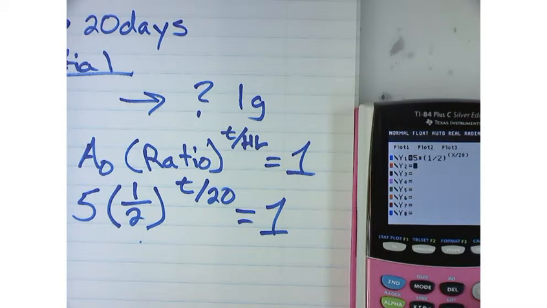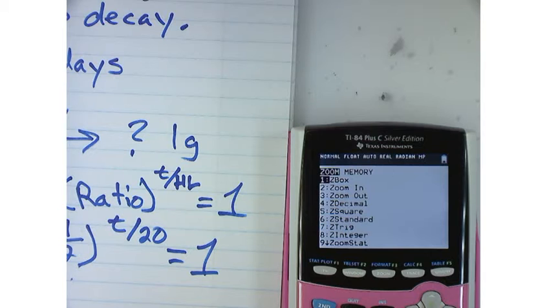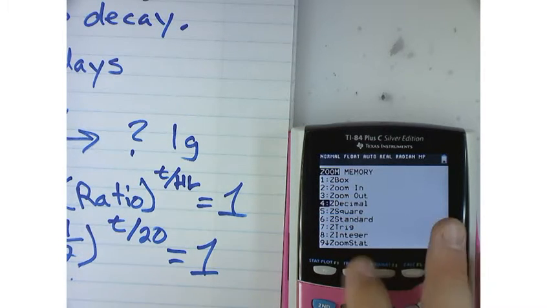Now do you guys remember this trick? Y equals 1. Do you guys know why I did that? Because now if I hit graph, I'm going to have 2 functions. The first one represents the radioactive decay, and I'll zoom in on that in a second. And the other one represents the number 1. And so if we zoom out, I'm going to zoom out quite a bit. Actually, I'm just going to set the window.